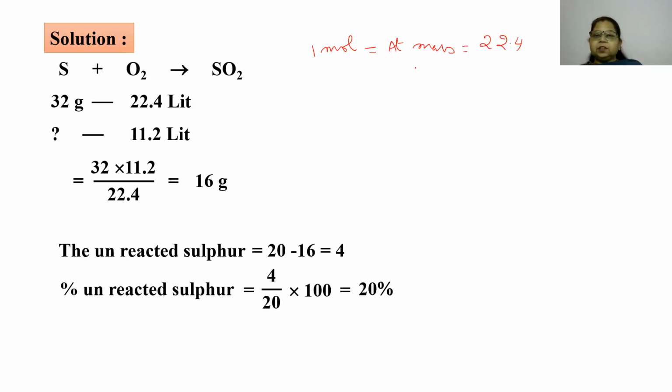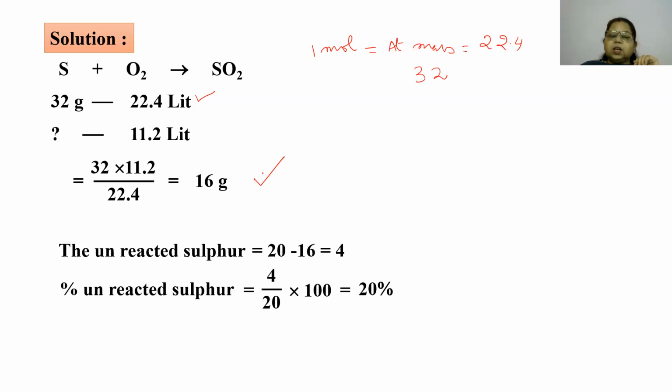The atomic mass of sulfur, as I told you, is 32. So we know that 32 grams of sulfur is going to react with 22.4 liters of oxygen. So the task was how much will react with 11.2. To me, I can see 22.4 liters divided by 2. That is half of it. Right? So if I am taking 11.2 here, then 32 by 2 means 16 grams. Or you can solve it by the unitary method as I have done here.